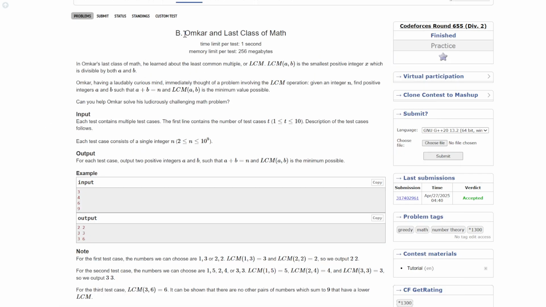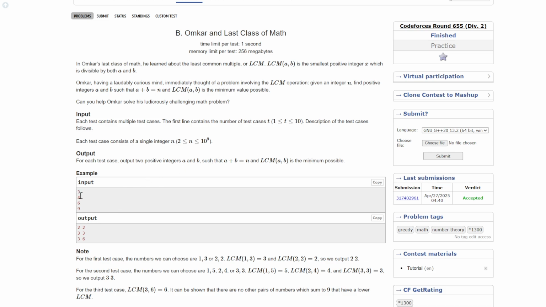So our question is Omkar and Last Class of Math, and our task is to find two positive integers a and b such that their sum is equal to n, which will be given as an input, and at the same time the LCM of a and b is the minimum possible.